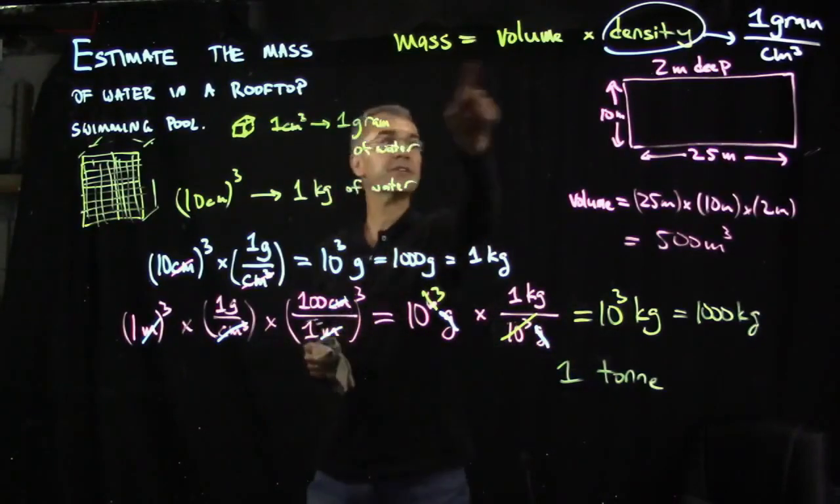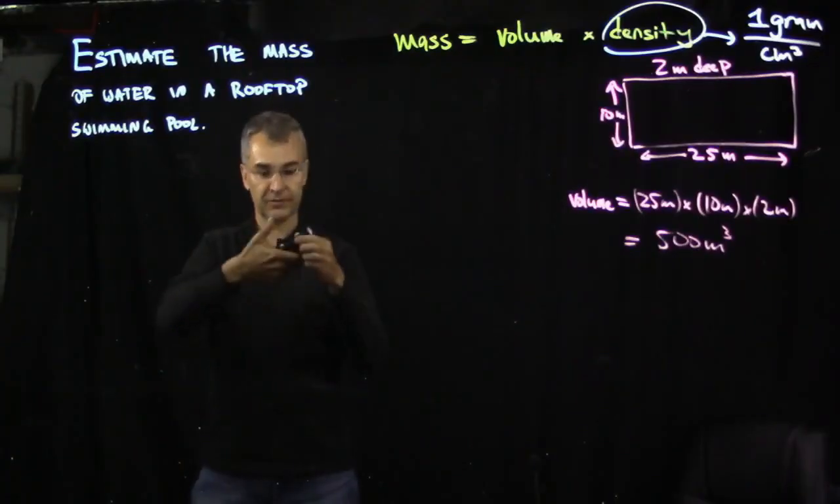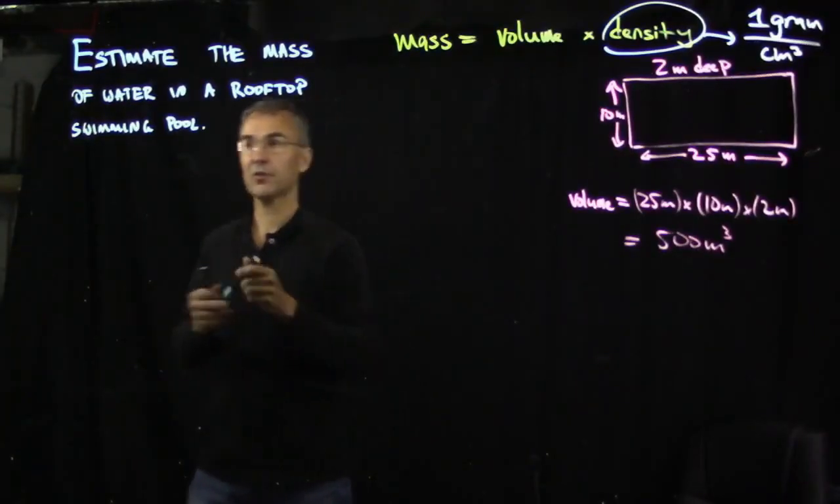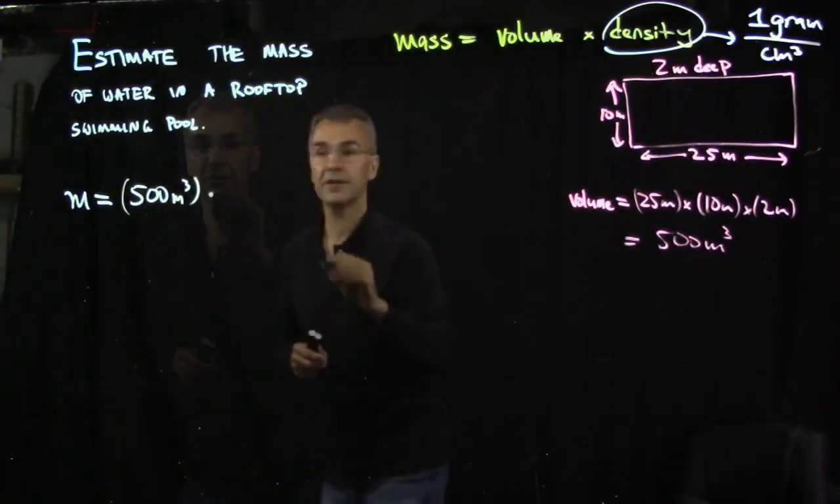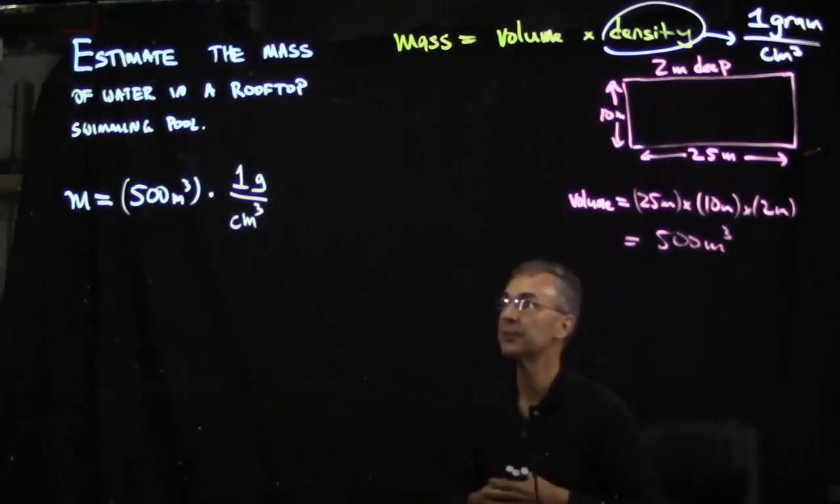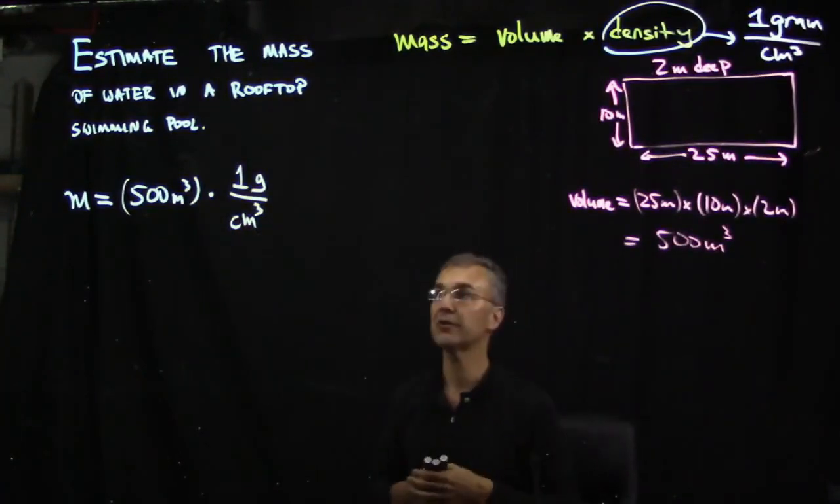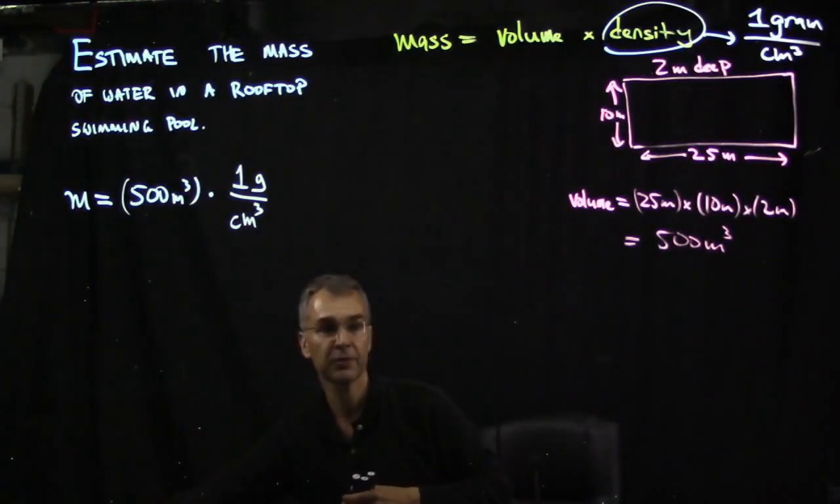Okay, let's go back to this statement here. So we say mass is volume times density. So we're going to say the mass of the swimming pool is 500 cubic meters. And then the density of water is 1 gram per cubic centimeter. But you say, well, I have a problem here because I have cubic meters upstairs and I have cubic centimeters downstairs, and I want things to cancel out and just leave me units of mass. So how am I going to make that happen?